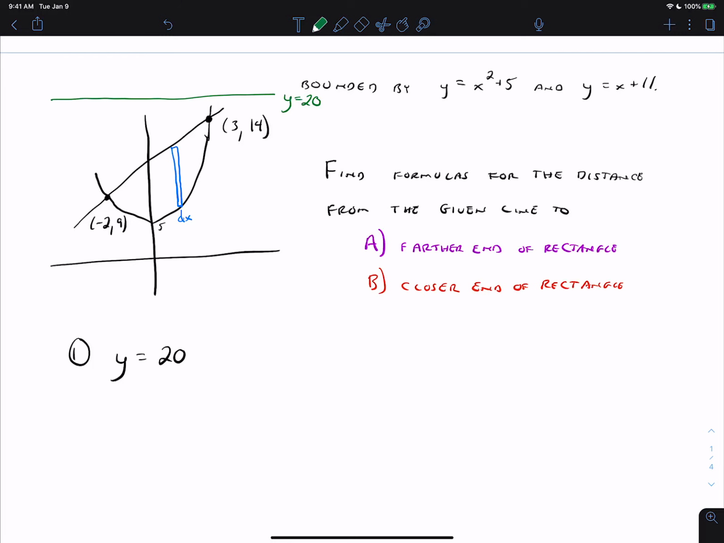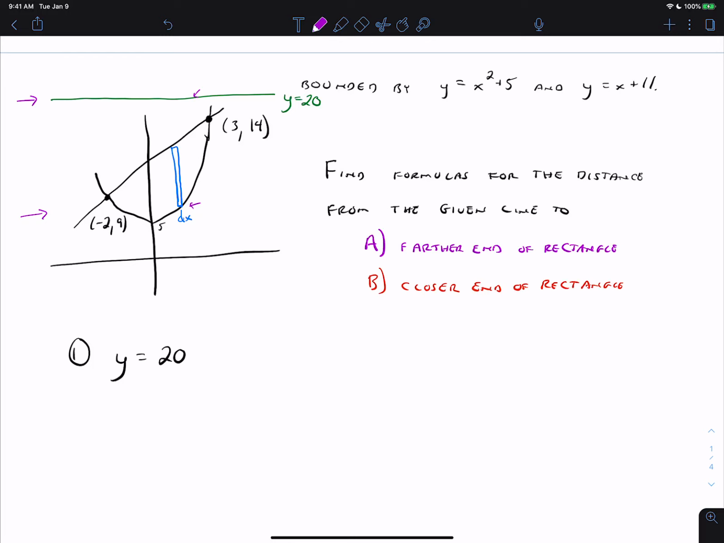So for part A, we're looking at the distance from the given line, y equals 20, to the farther end of the rectangle. We'll look at the blue rectangle. Which end of that rectangle is farther away from y equals 20? The bottom of the rectangle is farther away from y equals 20. The distance between the line up here and the farther away end of the rectangle, the bottom of the rectangle, is a vertical distance.